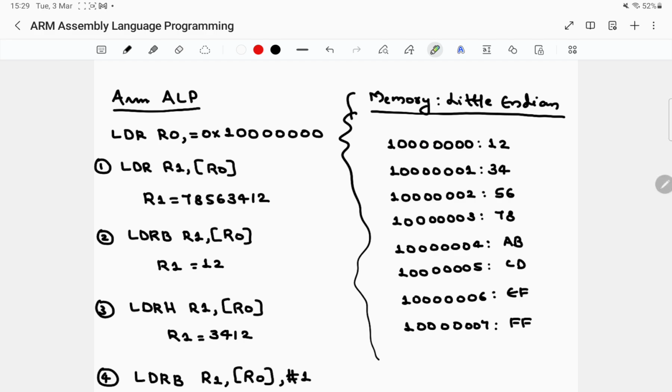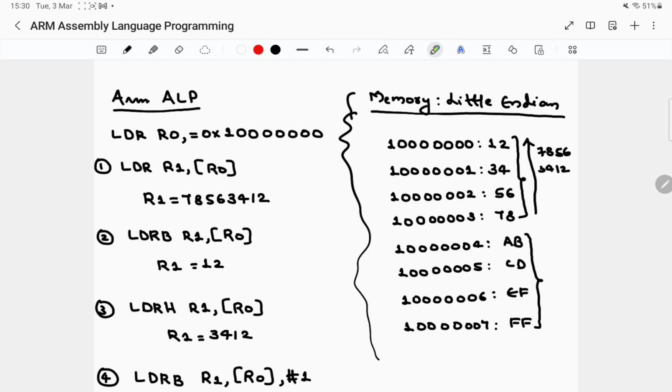Let us assume there is a number saved in memory in this format. The number is saved in little endian format. Little endian means the lower address corresponds to the lowest byte. This is the lowest byte and this is the highest byte, and a word corresponds to 32 bits. So in little endian format, a 32-bit number is saved from bottom to above, and will be read as 78, 56, 34, 12. Similarly, this 32-bit number will be read as FFEFCDAB, provided it is in little endian format.